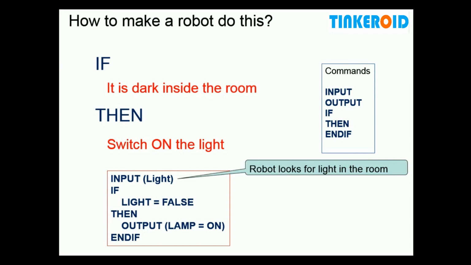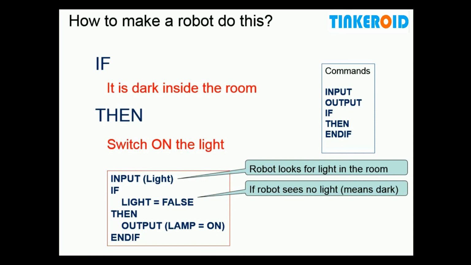Now we have the interesting statement. If light is equal to false. What do we mean by that? It means there is no light. If light is equal to true means there is light. So if light is equal to false means it is dark. Then what do you do? Output lamp is equal to on. So in this case, lamp means light. So to switch on the light, we say output lamp is equal to on.